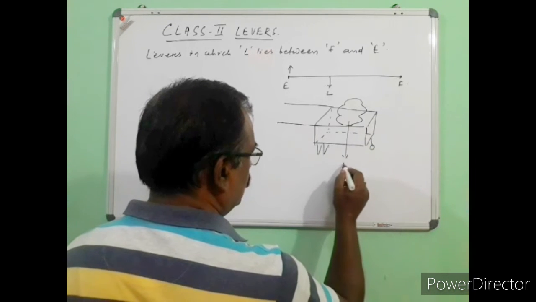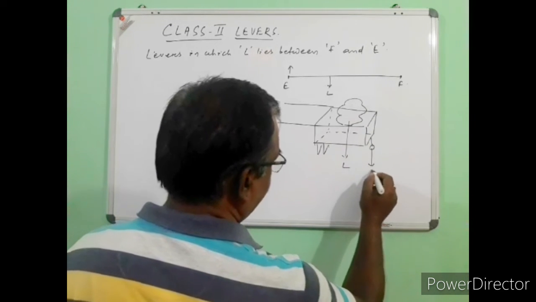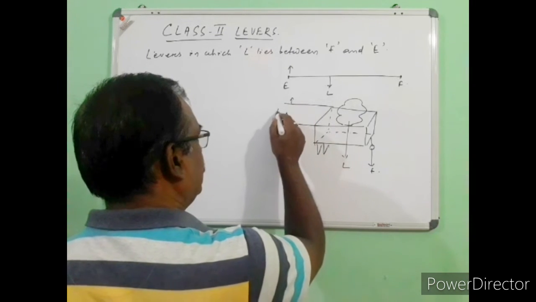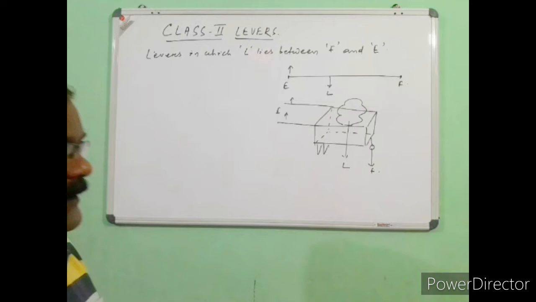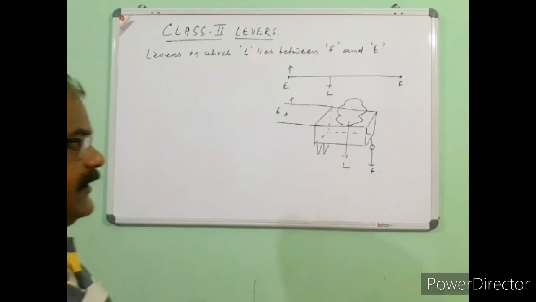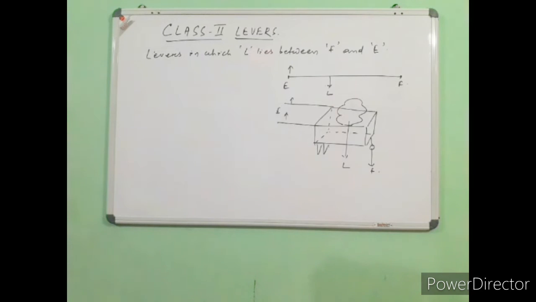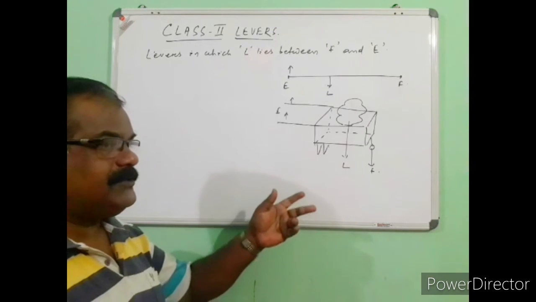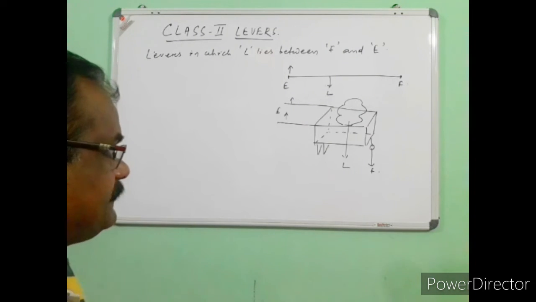Now this is your load, this is the fulcrum point, and here the effort has to be applied by the person. So that is why this comes within the category of class 2 lever. Other than that, as previously I have given another example, that is your nut cracker, lemon squeezer, bottle opener. So all these are considered to be your class 2 levers.